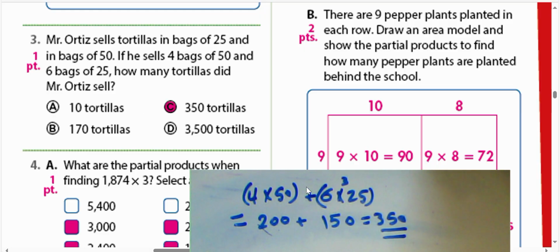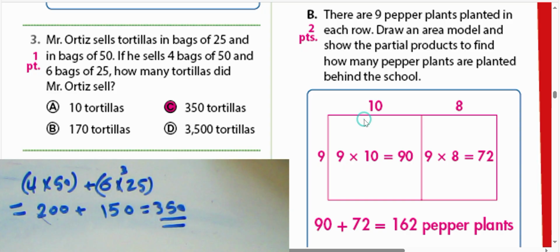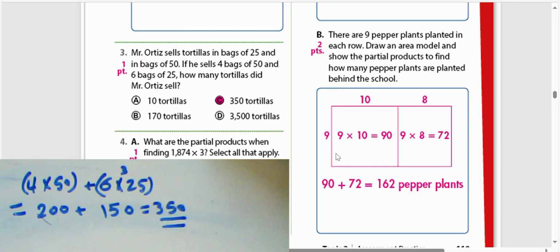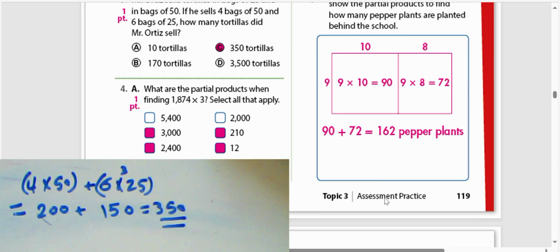Next question. Here, letter B. There are 9 pepper plants in each row. Use an area model and 2 partial products to find how many pepper plants are planted behind the school. We have 9 times 10 plus 8, which is 9 times 18. You can write 9 times 10 is 90, and 9 times 8 is 72. We can add them together, and the result will be 162 pepper plants. Next question.